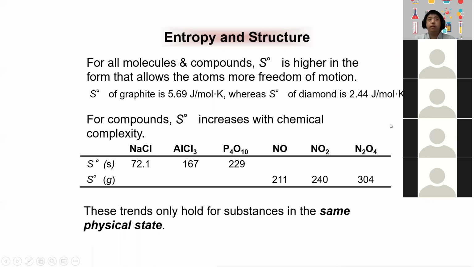Very straightforward stuff. An important one right here: we have graphite and diamond. They each have a set entropy value here. In diamond, the atoms are a little more ordered together, so its entropy is lower than graphite.